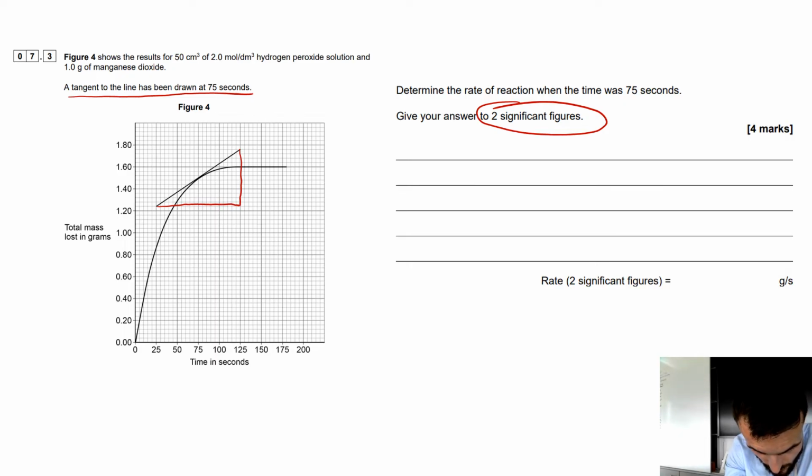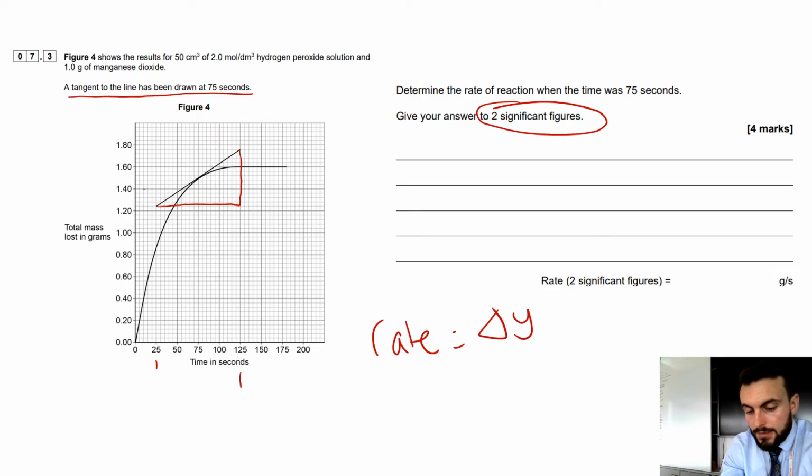You're going to use a ruler for that. Then the first thing we need to do is work out what the scale is, because remember, for the rate, we're going to have to do the change in the y-axis divided by the change in the x-axis, and that will give us the rate at that specific time, at that specific moment in the reaction.